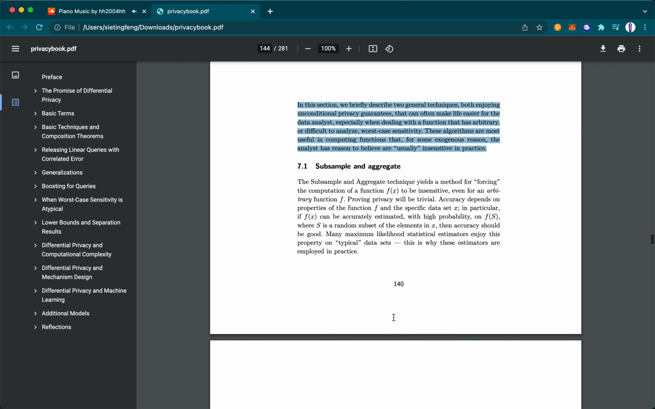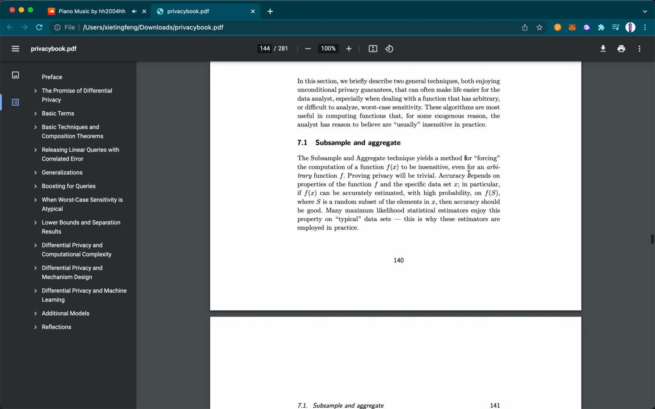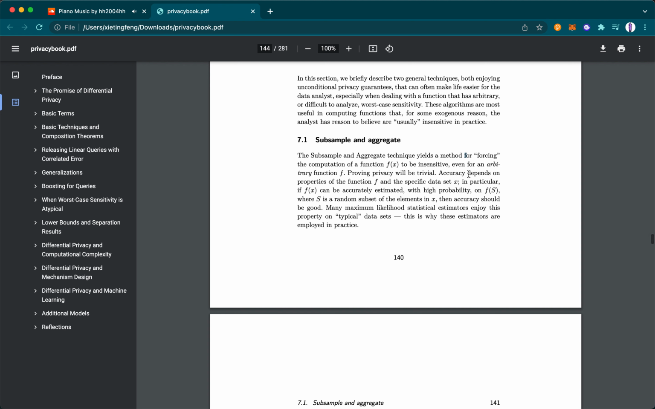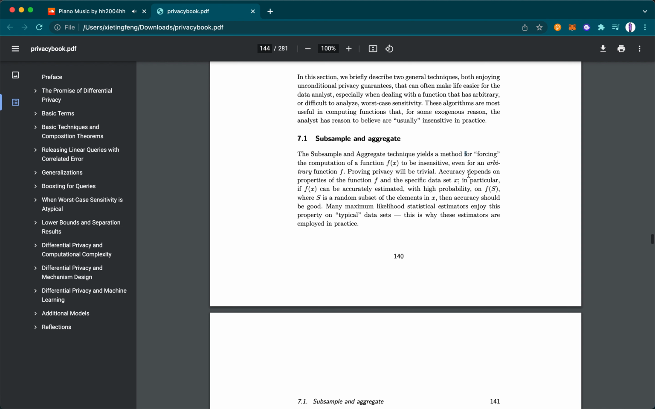In this section, we briefly describe two general techniques, both enjoying unconditional privacy guarantees, that can often make life easier for the data analyst, especially when dealing with a function that has arbitrary, or difficult to analyze, worst-case sensitivity. These algorithms are most useful in computing functions that, for some exogenous reason, the analyst has reason to believe are usually insensitive in practice.